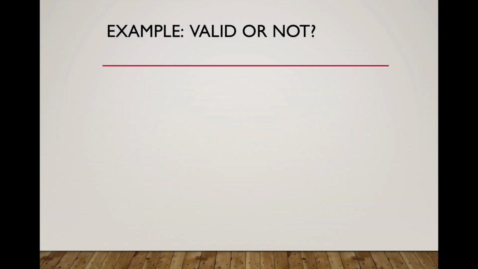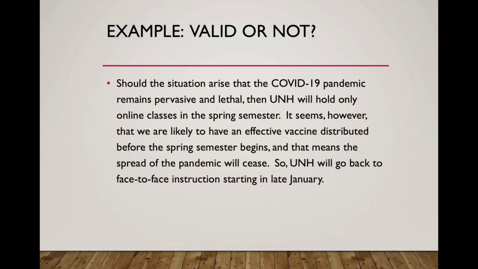So here's the first example. Should the situation arise that the COVID-19 pandemic remains pervasive and lethal, then UNH will hold only online classes in the spring semester. It seems, however, that we are likely to have an effective vaccine distributed before the spring semester begins, and that means the spread of the pandemic will cease. So, UNH will go back to face-to-face instruction starting in late January.